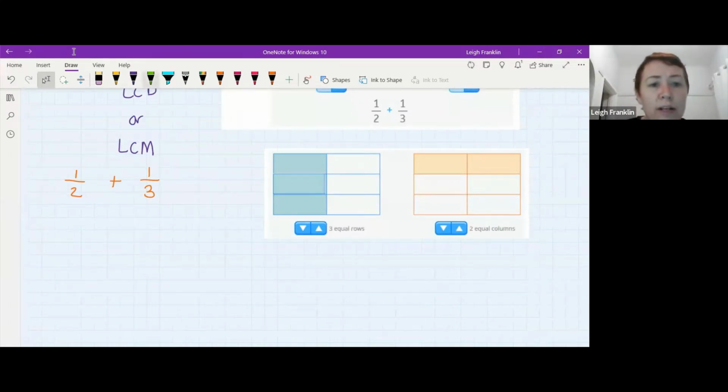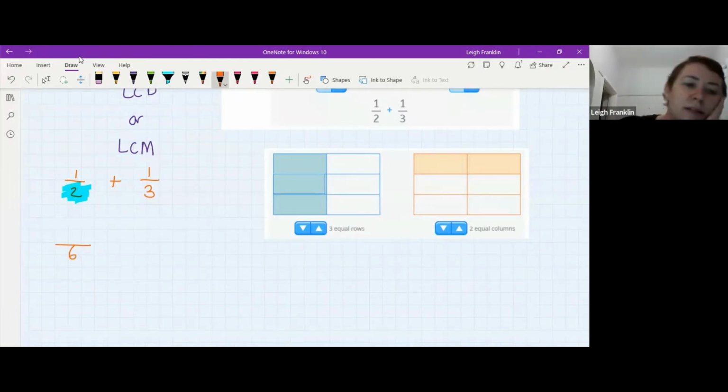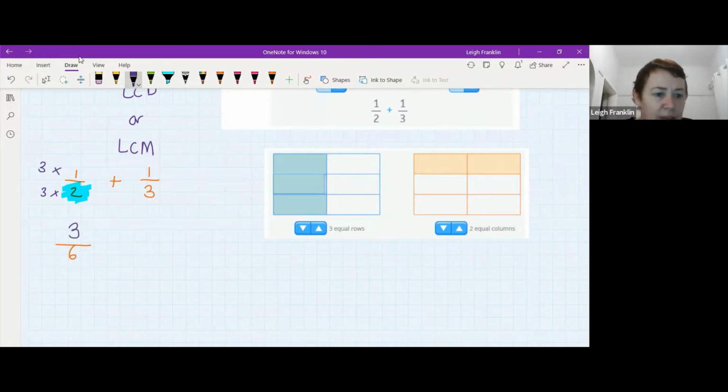All right, so what we're going to do is change our denominator. So we're going to change this 2 into a 6. What do I need to multiply 2 by to get it to 6? I've got to multiply it by 3. The factor by which I have changed the denominator is the same factor by which I have to change the numerator. So this is going to give me 3 out of 6, which we know is the same as 1 out of 2.